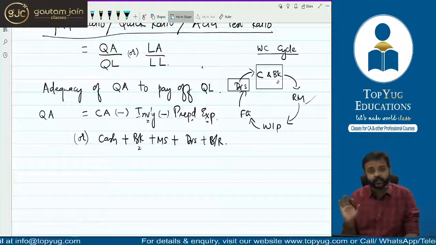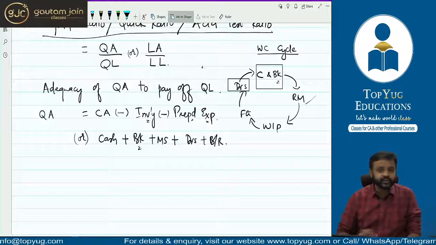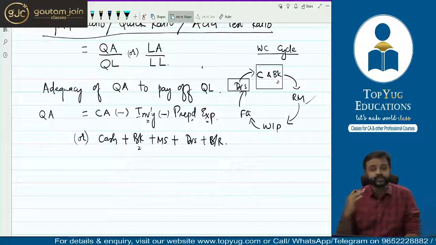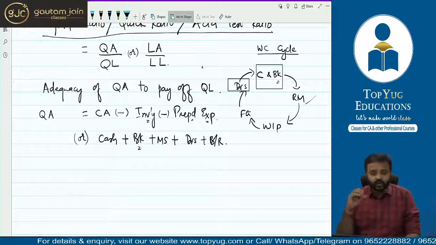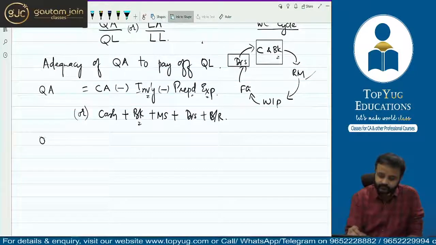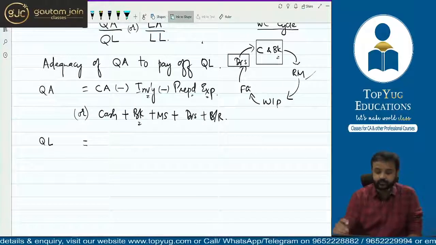It may take time. You know the definition of current asset: the asset which is there for 1 year or less than 1 year, which will give you the benefit for 1 year or less. But when we are talking about quick assets, they are quickly converted into cash. Right, now let's talk about the other variable.